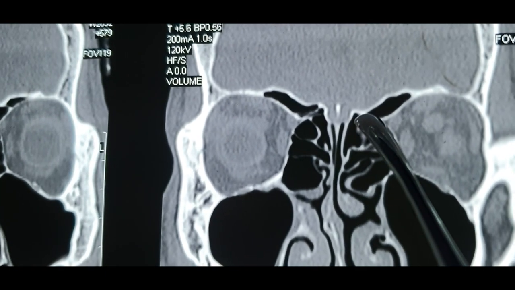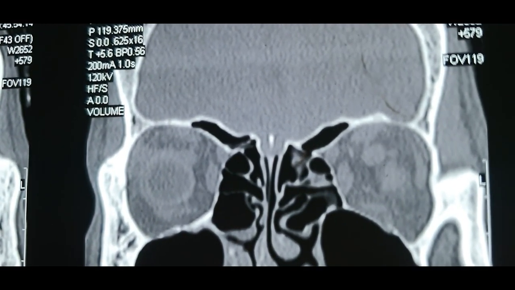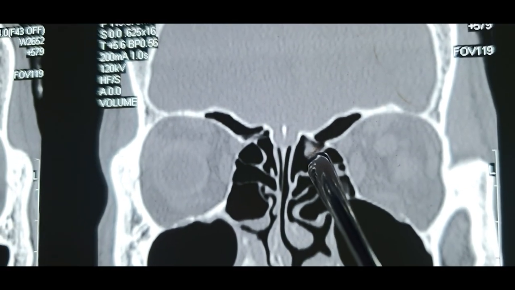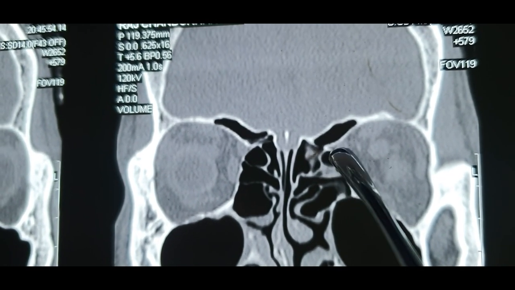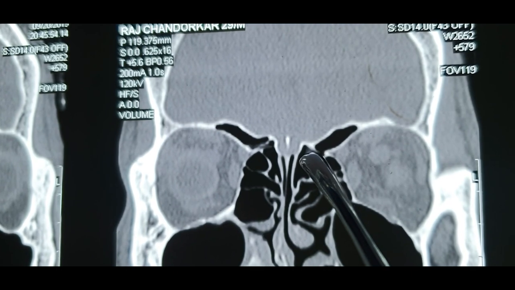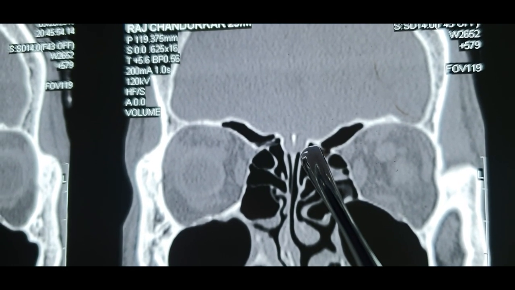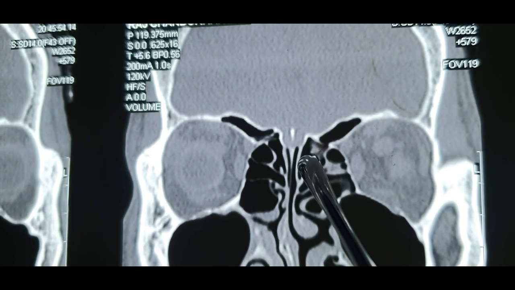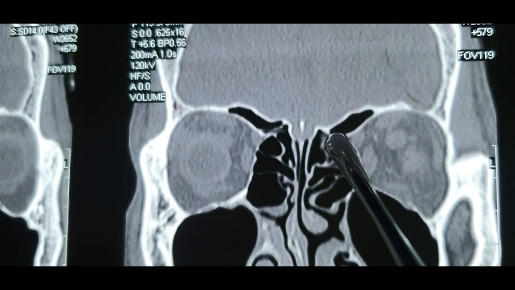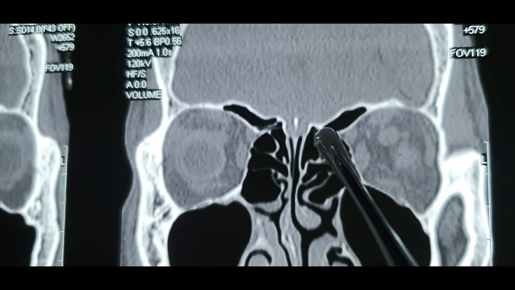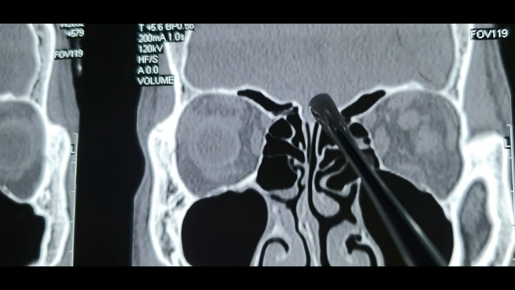Then as soon as, see this, I'll show you in much more clarity. That's the canal you can see. And where is it piercing? The lateral lamella. As I told you, this is a medial lamella, this is a vertical lateral lamella. It is piercing the lateral lamella and entering into the brain.